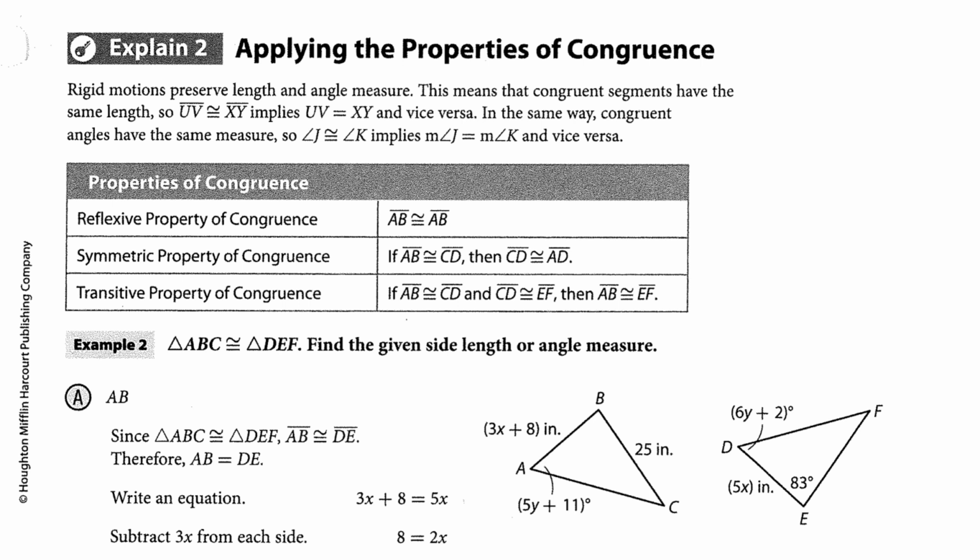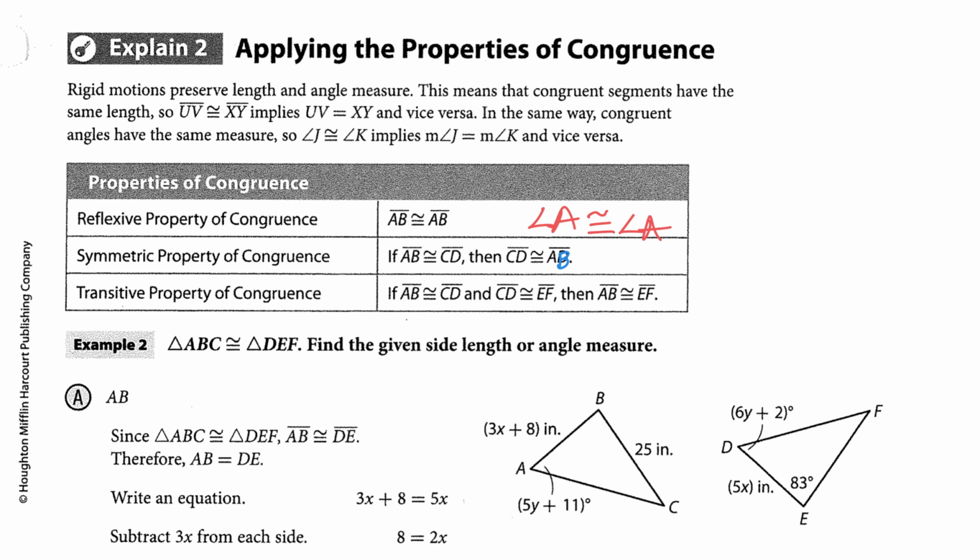Here are some properties. The reflexive property of congruence says that side AB is the same as side AB. This is also true for angles, so it could say angle A is congruent to angle A. Basically, if they're overlapping or touching or using the same piece, they are the same. There is a typo for the symmetric property of congruence. It should say if AB is congruent to CD, then CD is congruent to AB, meaning it works both ways.